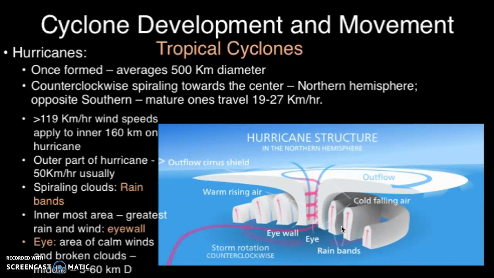However, the outer layers of the hurricane don't have to be nearly as fast. In fact, the wind speeds in the outer part of hurricanes tend to be 50 kilometers per hour usually. Okay? Alrighty. So these rain bands, as you're seeing in the diagram, are these spiraling clouds that tend to form how we see hurricanes on a satellite image, right?